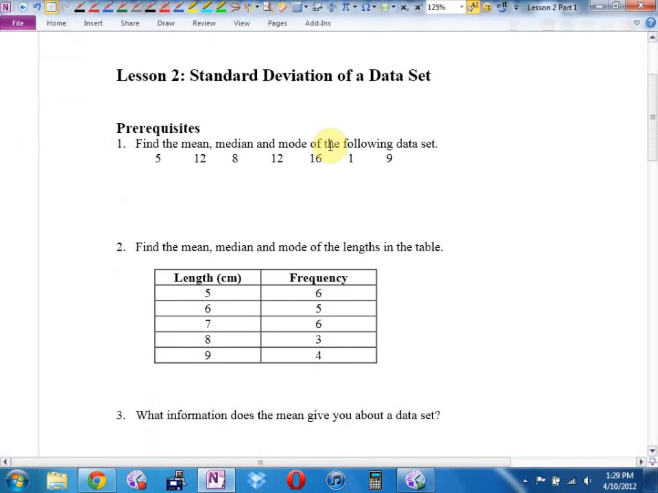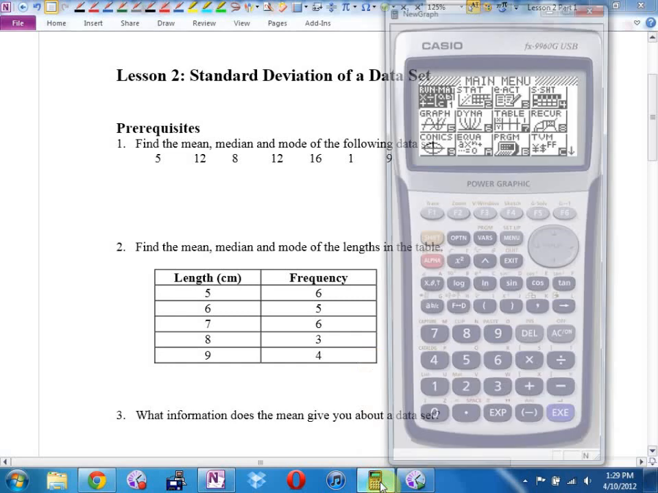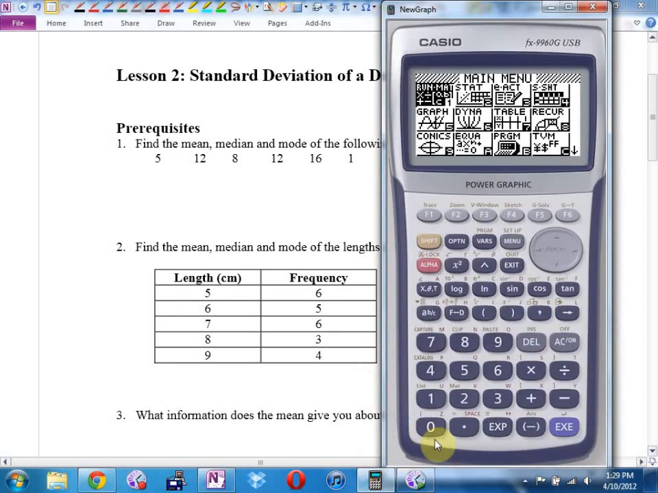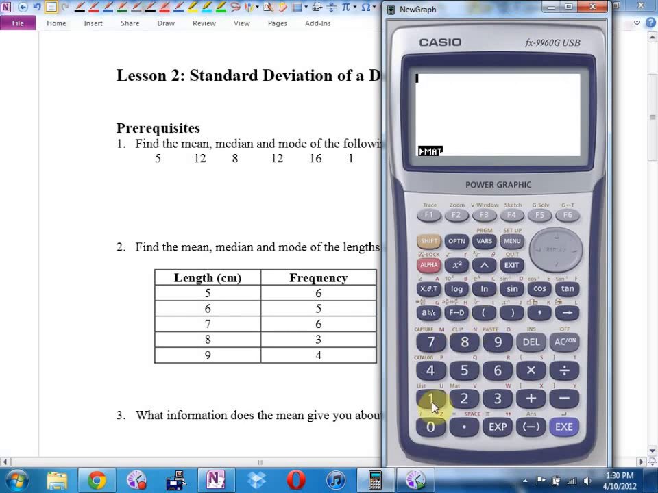Prerequisites. Here's what you need to remember how to do. It says find the mean, the median, and the mode of the following data set. Let's do the first one by hand. Let's do the second one using the graphing calculator technology. So turn your calculator on. I'm going to go into menu number 1.